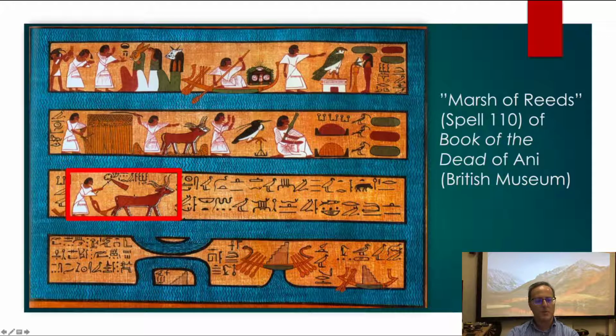And here you can see the tomb owner is working his fields here in the Marsh of Reeds. And here he is reaping his harvest. And here he is giving thanks to this beautiful, bountiful harvest in paradise. And here he is worshiping several gods.